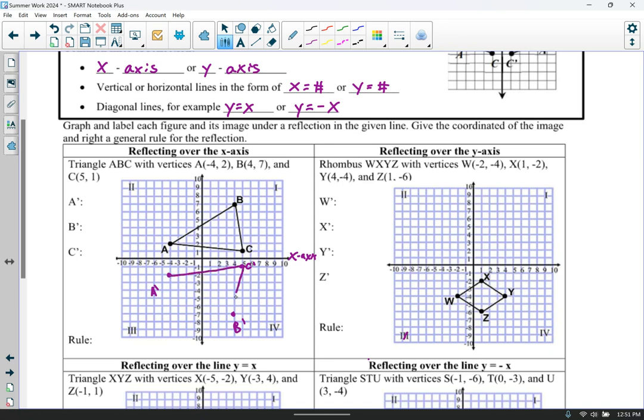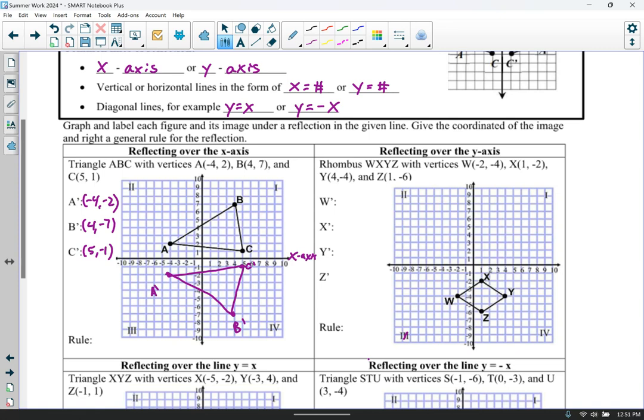Hope you're using a straight edge. So yours looks better than mine. Okay. And then we're just going to jot down our coordinates of A prime, B prime, and C prime. Okay. I can see that A prime is -4, -2. B prime is 4, -7. And C prime is 5, -1.